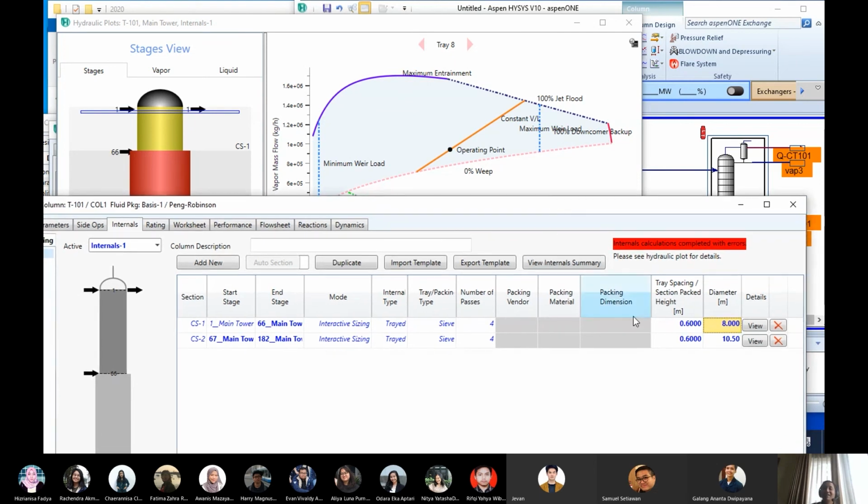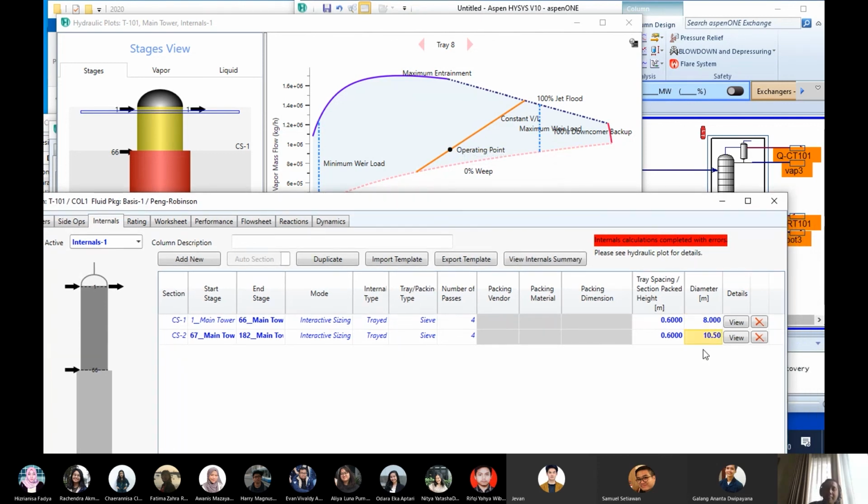Okay. Yeah. In the case of 8, what we have to do, we have to find, yeah, because we have 7, we have a flooding, 9, we have weeping. So what we have to do, we know that the operation lies in this orange line. So when 7 is in this position, while the 9 in this position, so in between should be okay. Yeah. And now, how about the diameter?